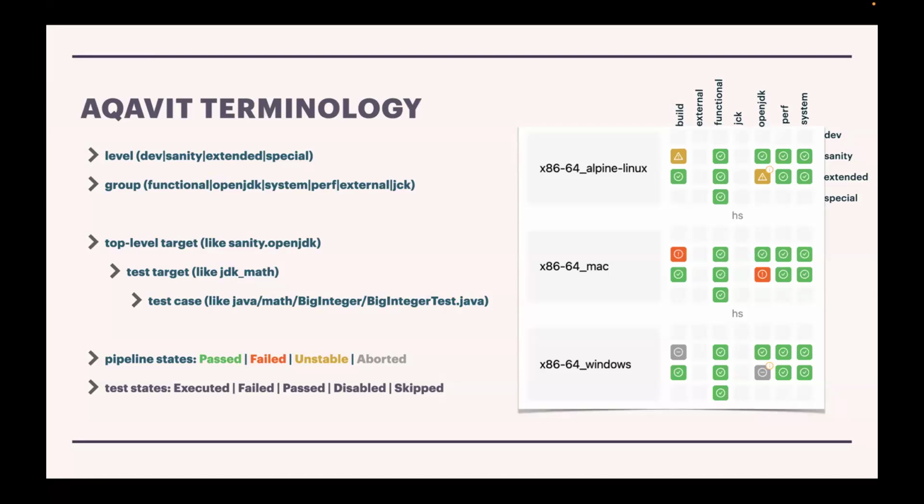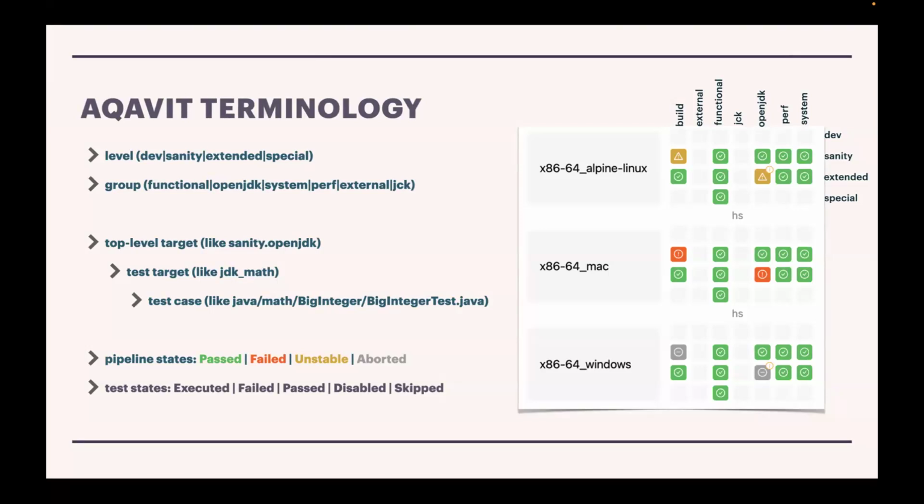What do we mean by targets? Top level target, if you see that terminology anywhere, that refers to the set of test targets that are tagged in a certain level and a certain group. So sanity.openjdk is a top level target. It's a group of test targets.